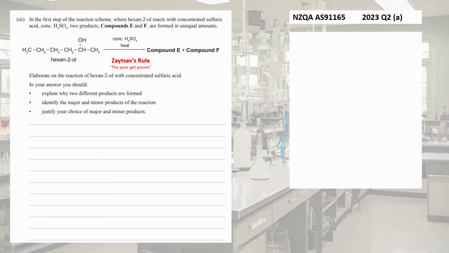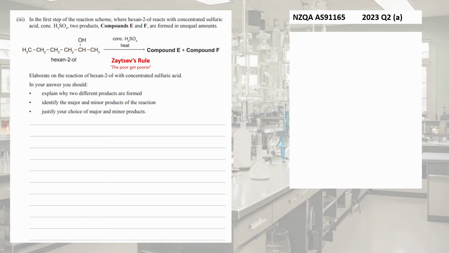23 question. So this is also going to be Zaitsev's rule. I just put the red bit in here. We have this compound hexane 2-ol, and we're told that when we add concentrated sulfuric acid, 2 products E and F will form. Very similar to the other questions. We know this is going to be an elimination reaction, so we should say that.